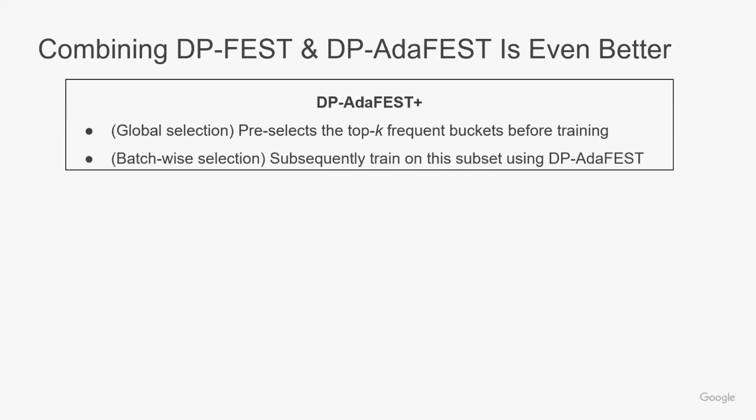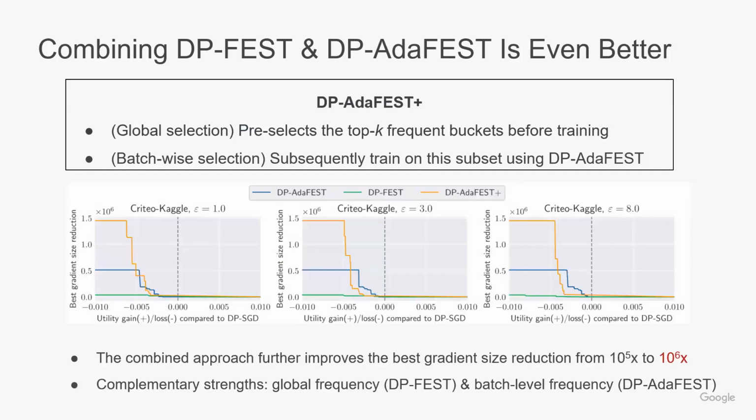We finally explore the potential of integrating DP-FEST, which involves a global selection, and DP-AdaFEST, which involves a batch-wise level selection, to enhance the performance. Specifically, we first pre-select a subset of buckets and then subsequently train on them using DP-AdaFEST, and we call this DP-AdaFEST+. We find that using the combined algorithm, we're able to further push the best gradient size reduction from 10^5 to 10^6 times. And this can be attributed to the complementary strengths of the two algorithms.